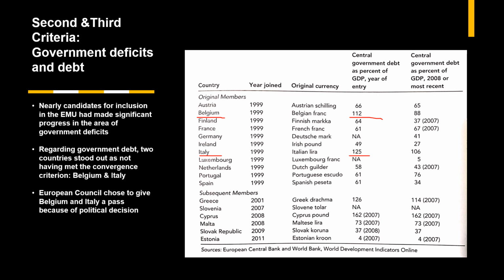So actually they could not be accepted as members of the EMU, but the European Council chose to give Belgium and Italy a pass because of political decisions. The same goes for Greece. As you can see, it has a percentage of government debt relative to GDP that is higher than 100%. But again, because of political decisions, they were accepted to become a member.